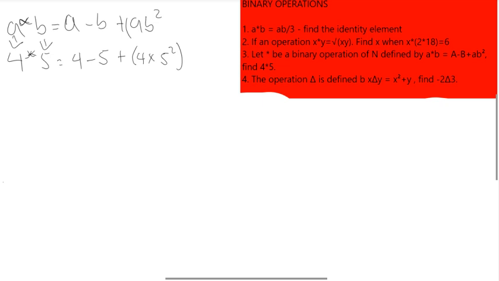If it was the a and b, we'll be having bracket like this, right? But we do not have bracket like that. So it is only the b. So we have 4 minus 5, which is minus 1, plus 4 times 5 square, which is 25. So we have minus 1 plus 4 times 25 is 100. So we have minus 1 plus 100, and that will give us 99. And that is our final answer.